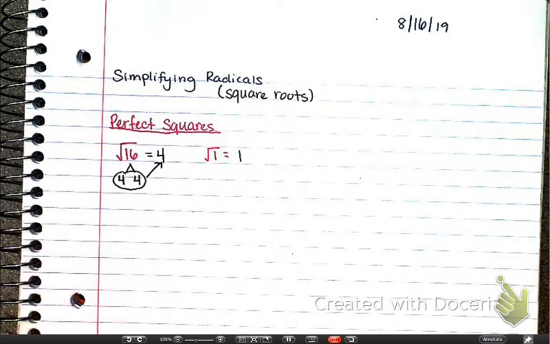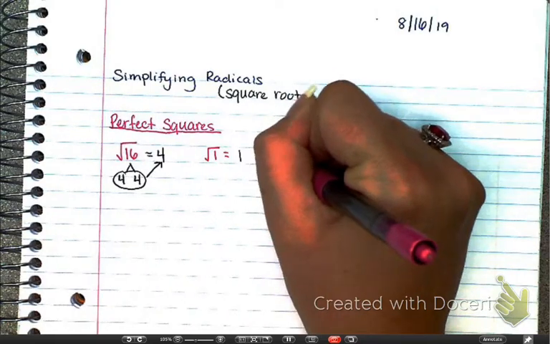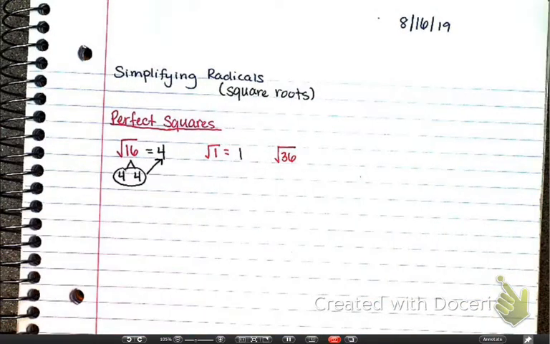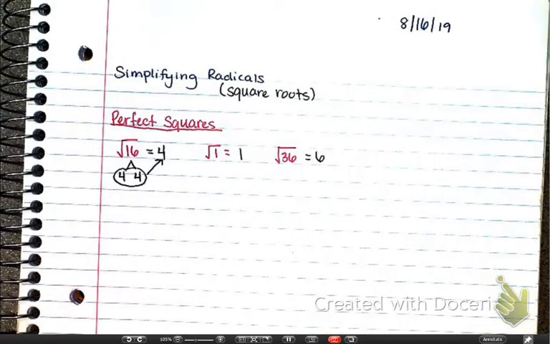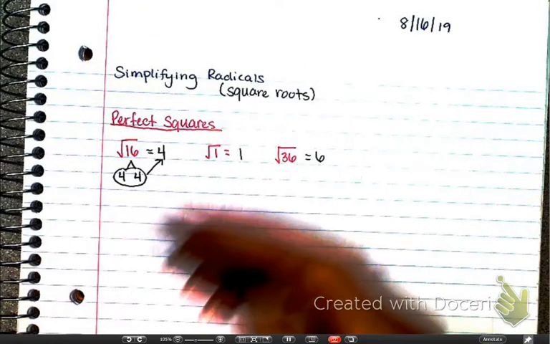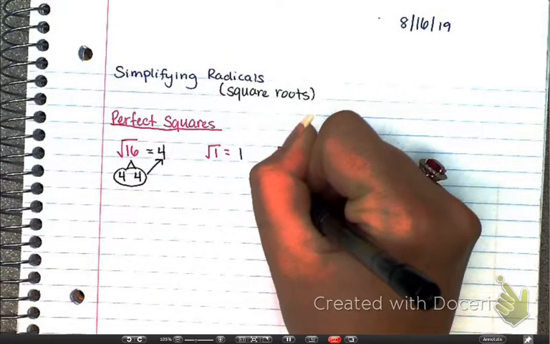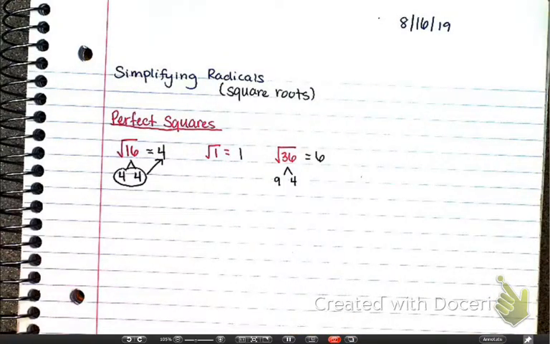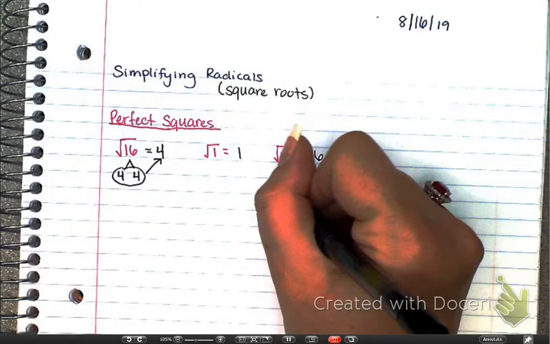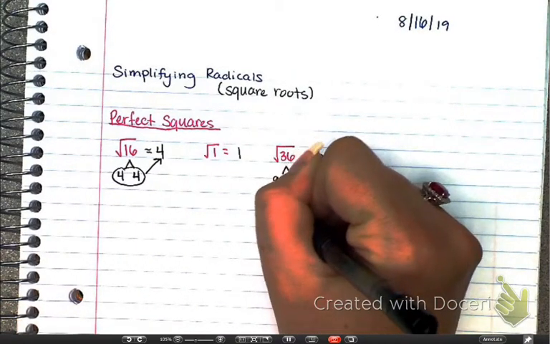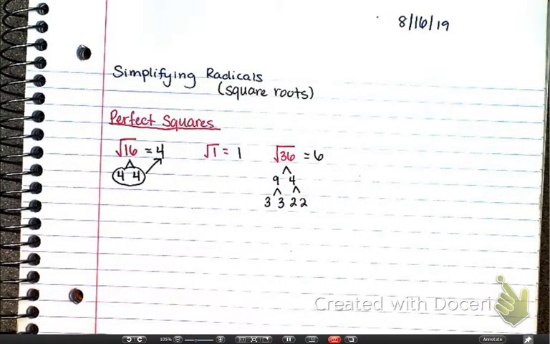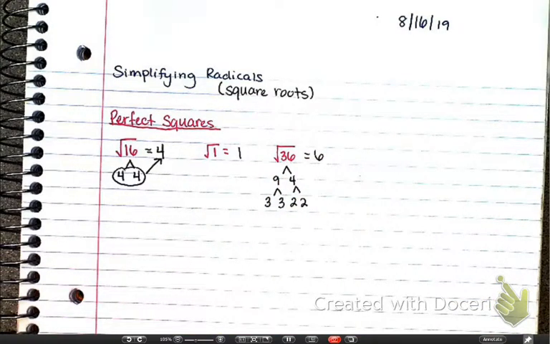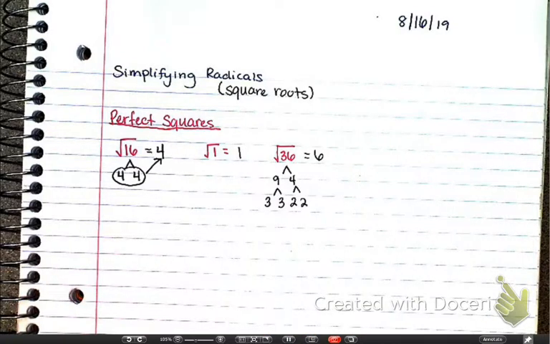Okay. What about the square root of 36? 6? Okay. So what if I didn't know that? I know that 9 times 4 is 36, right? Do you see any pairs? No? Okay. So I'm going to keep going. So I broke down 9 to 3 times 3. Are you okay with that? And I broke down 4 to 2 times 2.